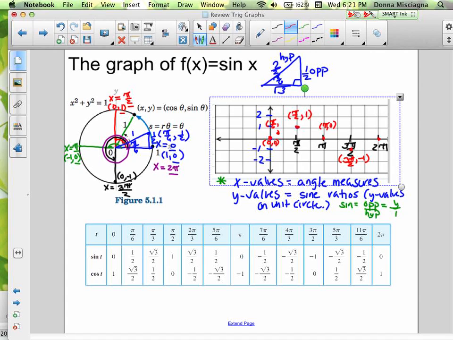Pi 6, 1/2. Now that's not so bad on the y, but it doesn't really go well with my x's. I had to kind of estimate there where pi 6 is located. Pi fourths would be right here, so it's not as big as pi fourths. All right, but we could use that point.